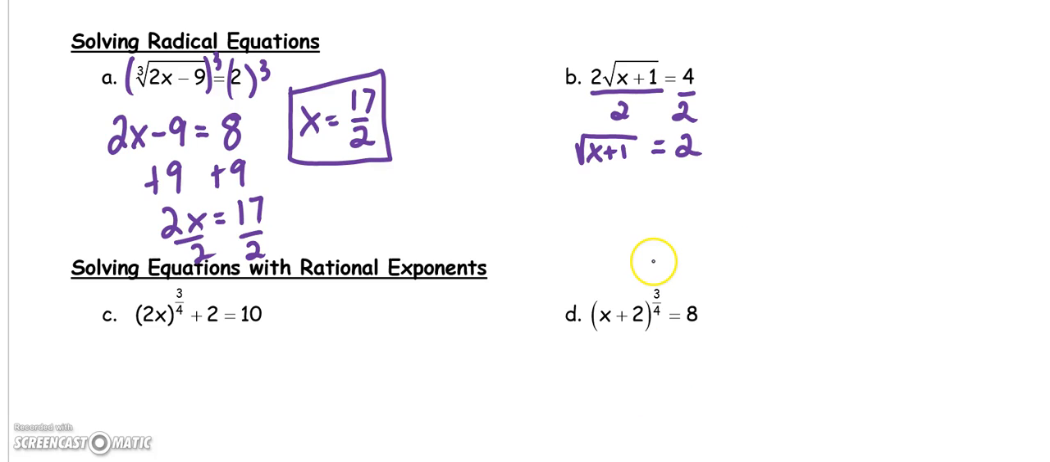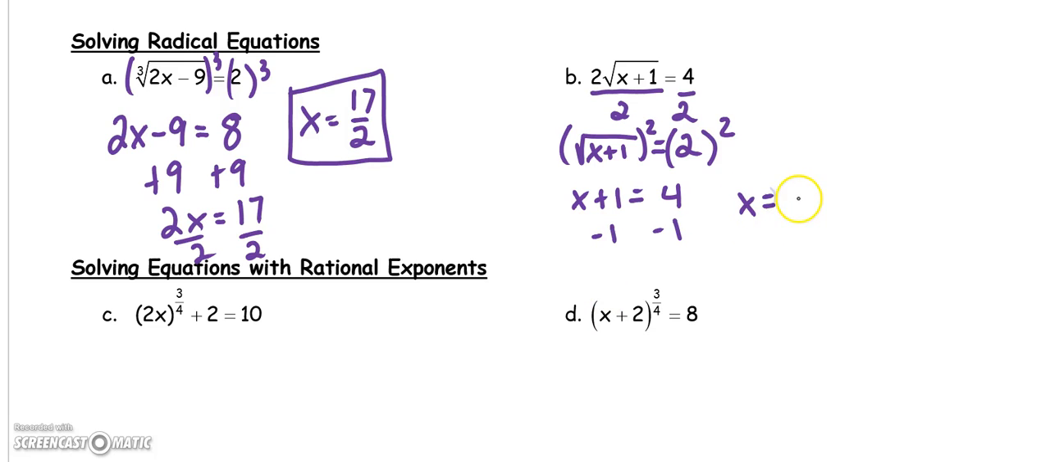And so then, since it's a square root, we need to raise both sides to the second power, because squaring and square rooting are opposites. So we get x plus 1 equals 4. And if we subtract 1 from both sides, we get that x equals 3.